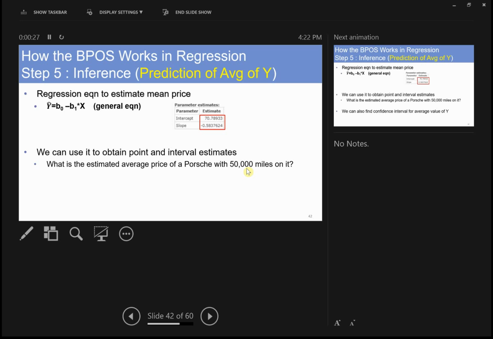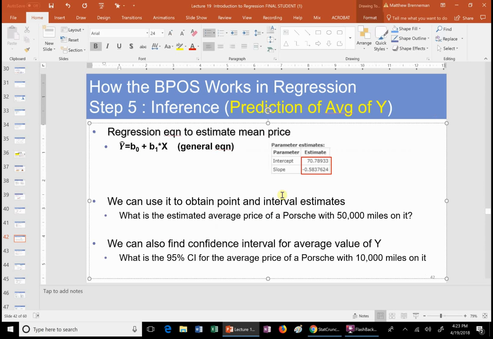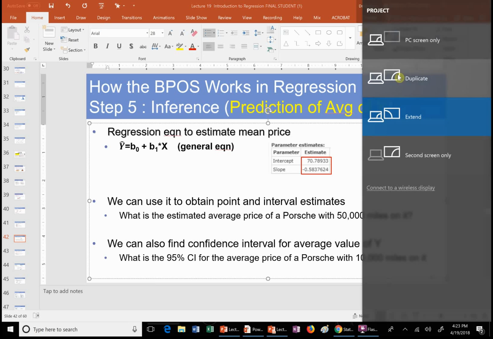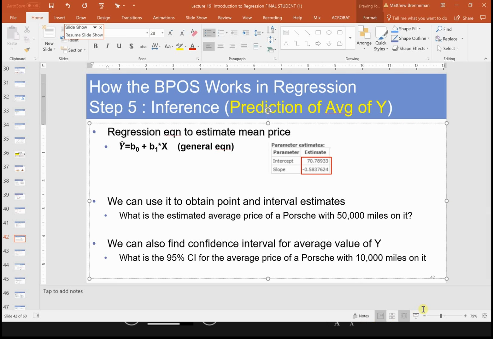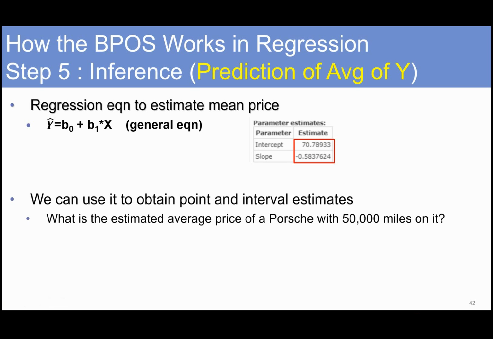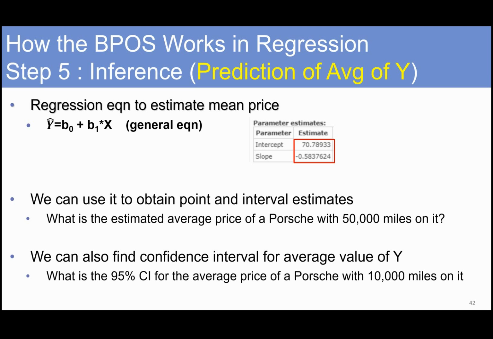Let me change that really quick. Okay. But we can do some other things. For example, we can compute a confidence interval for the average price. Just like we can compute a confidence interval that contains the average value of a variable, we can compute a confidence interval that contains the average value of y. So you might want to know the 95% confidence interval for the average price of a Porsche with 10,000 miles on it. We can do that.